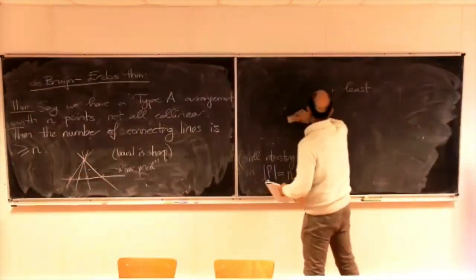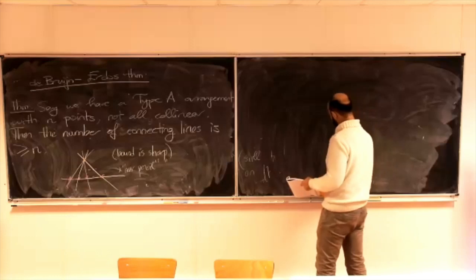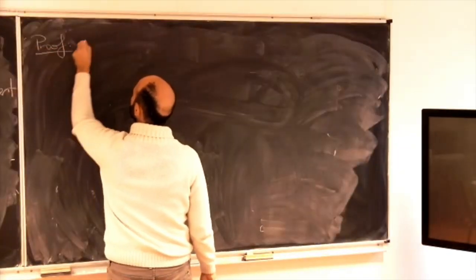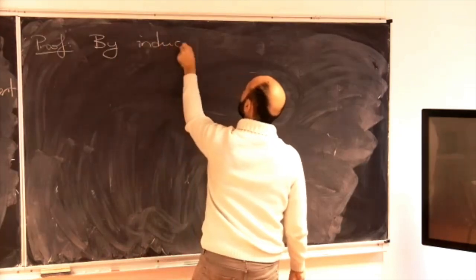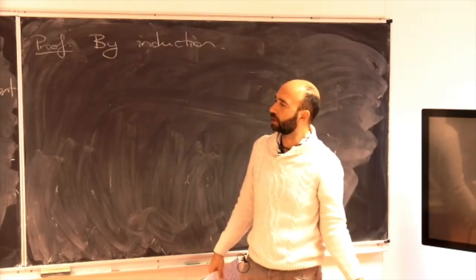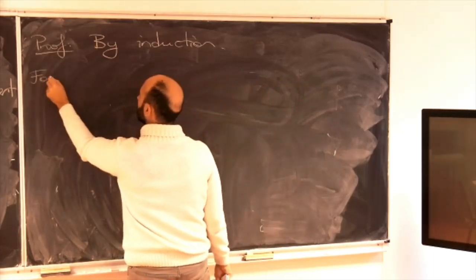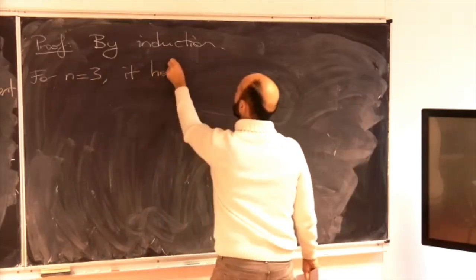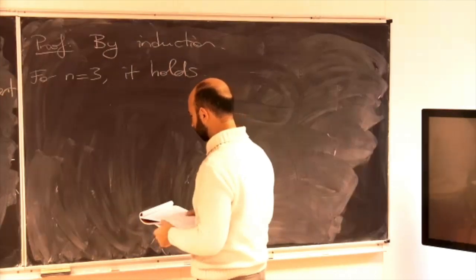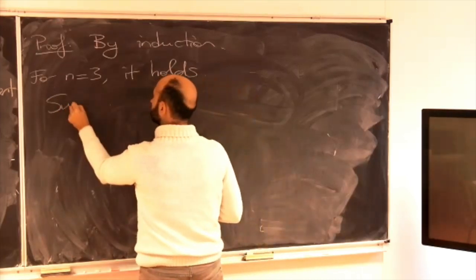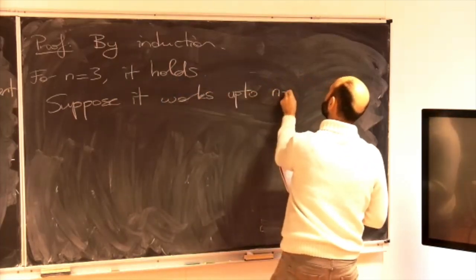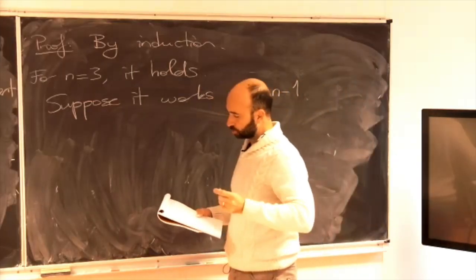Okay, let's prove this theorem and then finish. This is going to be an induction proof. First of all, the first case where it is interesting is n equals 3, I guess. For n equals 3, it's trivially true, because we just have a triangle and three lines. So suppose it works up to n minus 1. Let's try to show it for n.